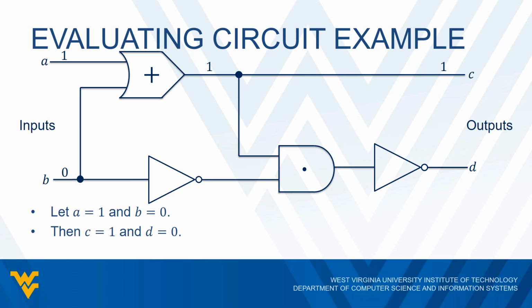Now let's figure out D. Well, we first need to take care of the not B part. So not 0 is going to be 1. And we also know that the other input for our AND gate is going to be the result of A or B. So that's going to be 1. So 1 and 1 is going to be 1. So the not of 1 is going to be 0. So sure enough, this is how we can use the circuit to evaluate our expression or evaluate the circuit itself.